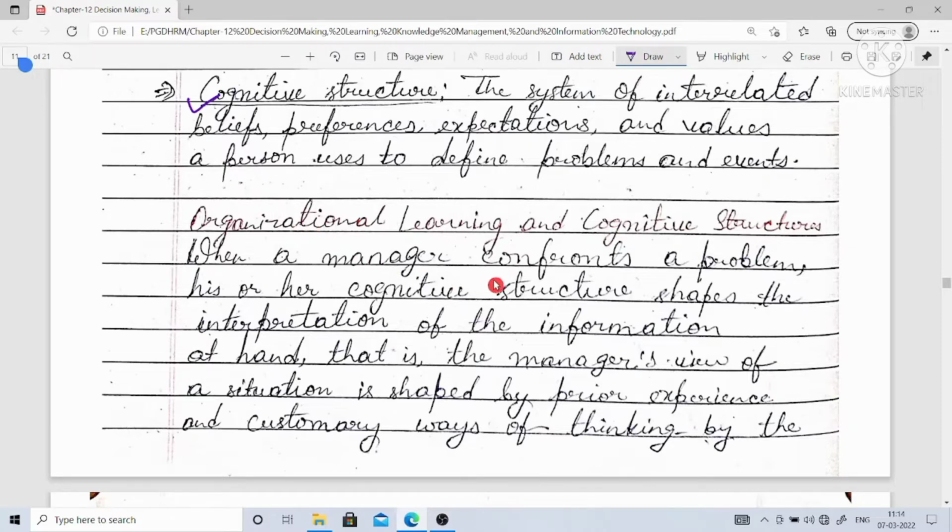Whenever managers confront some type of problem, their cognitive structure will shape the interpretation of the information at hand. Whatever the problem is, and due to what factors and reasons it arose, that interpretation by the managers will be shaped by the cognitive structure. And what is this cognitive structure? The way the manager believes, gives values and preferences, and has different types of expectations. All these things will shape the way of interpreting different types of problems and solutions.